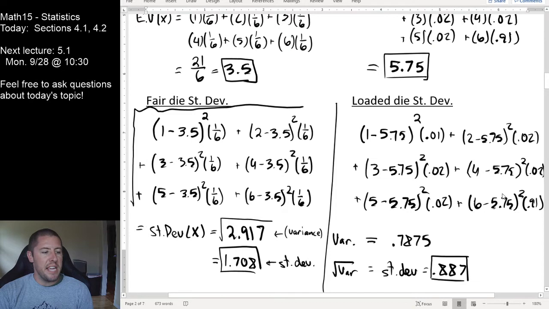We don't get as much deviation from the mean as with a fair die, because most of our rolls are very close to the average. So we got a much smaller standard deviation in all of our responses. Each response on average deviates from the mean of 5.75 much, much less than the average roll of a fair die deviates from the average of 3.5.